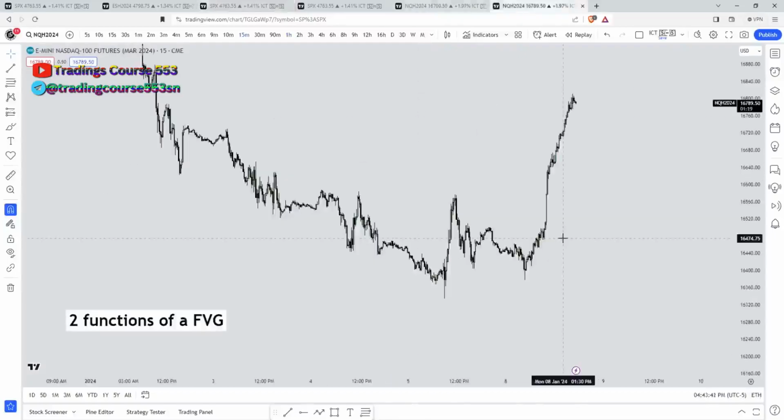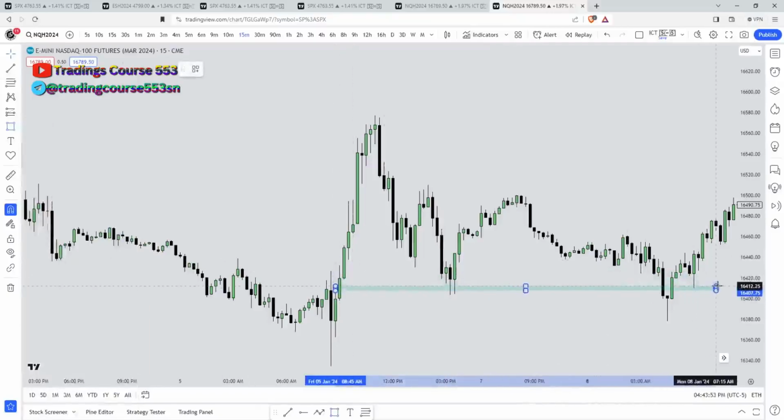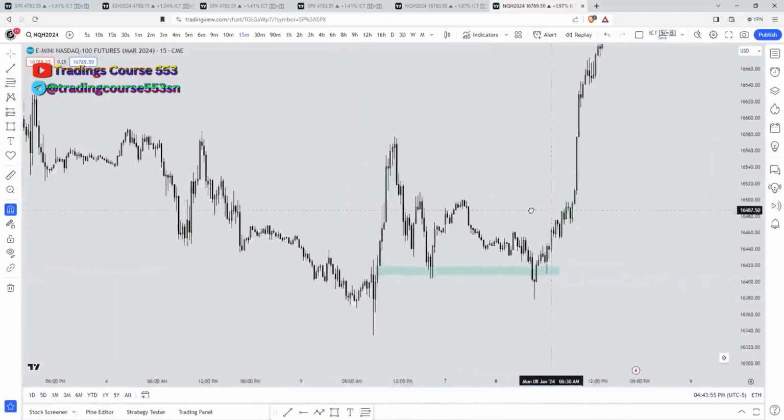So this is going to be the last part of the video. I typically look at 3 functions of a fair value gap. I look for a fair value gap in the change in the steady delivery leg. So when price creates a change in the steady delivery, I look for a fair value gap there. That's kind of like the first way I look for fair value gaps.